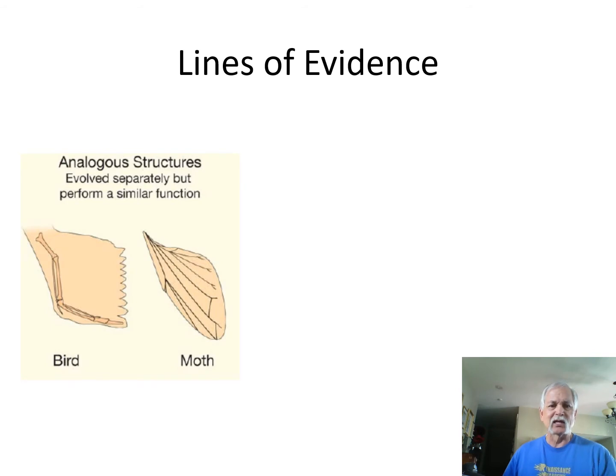Again, continuing the lines of evidence, sometimes we're talking about looking at physical structures. So we have analogous structures, and you're going to need to know this term, which means we evolved separately, but they perform the same function. So a bird wing and a moth wing both help them to fly, but moths have a much different evolutionary development. They are basically insects, and birds are animals or vertebrates, which means they have a backbone, but they're in their own category as a bird as opposed to a mammal.